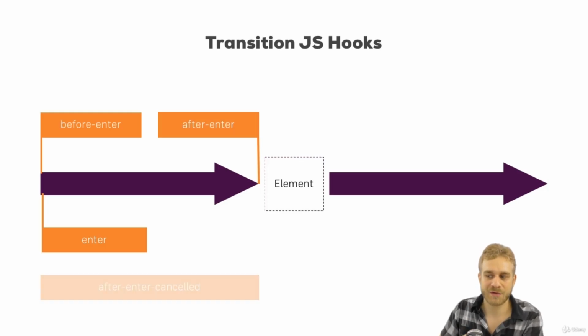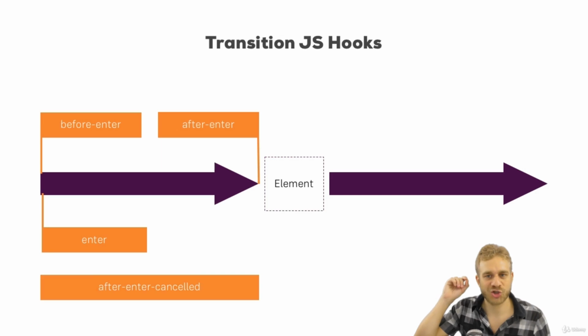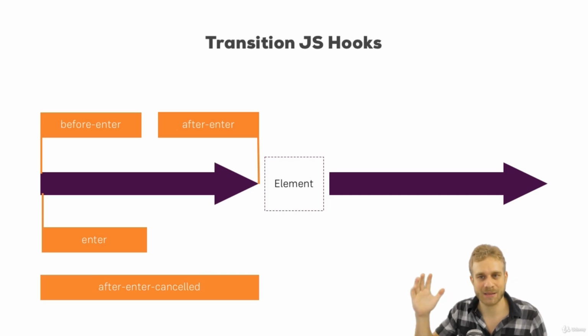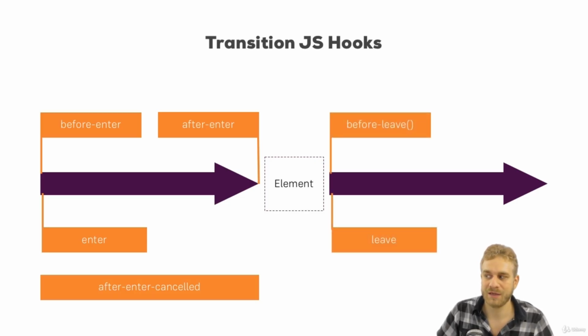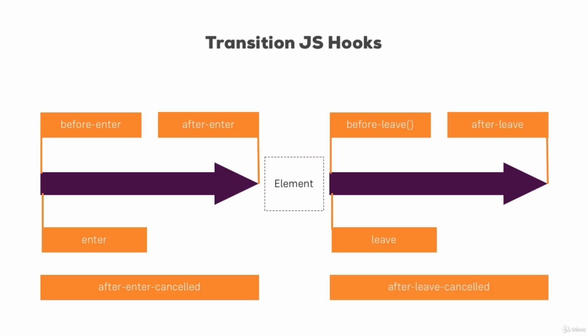And we have the after enter cancelled hook, which is called whenever we kind of say change the condition which would add the element before the animation finished. Well, and then here we got the same hooks for leaving it or for moving it out. We got before leave, leave, after leave, and after leave cancelled. These are the hooks we got available.